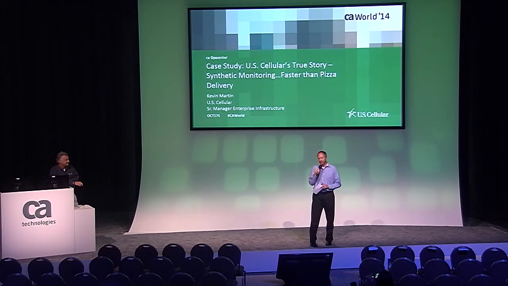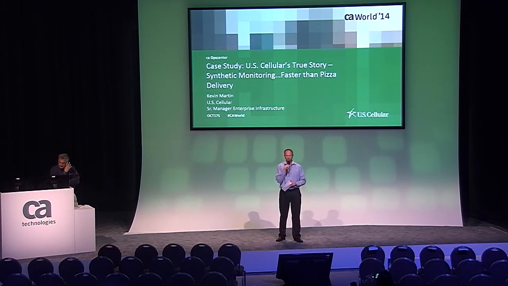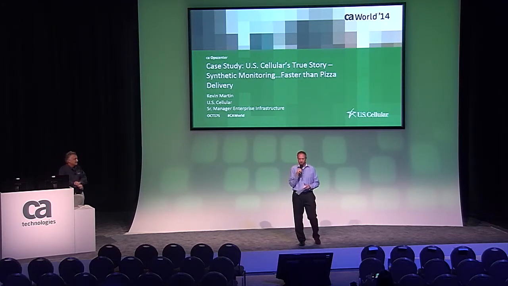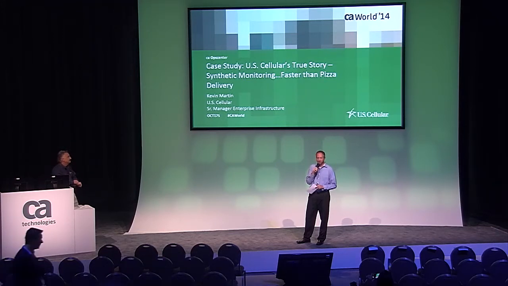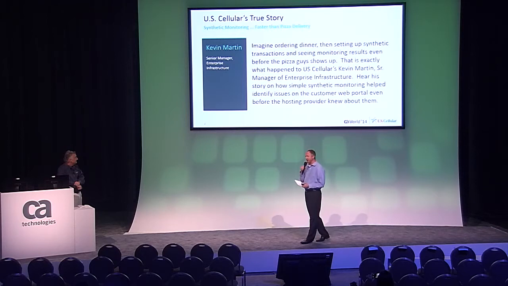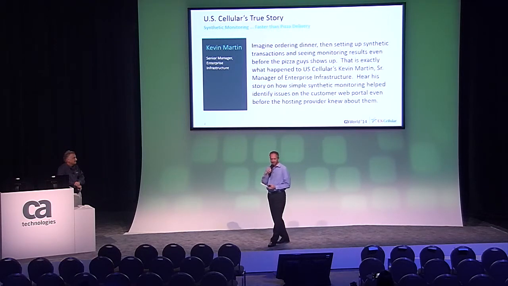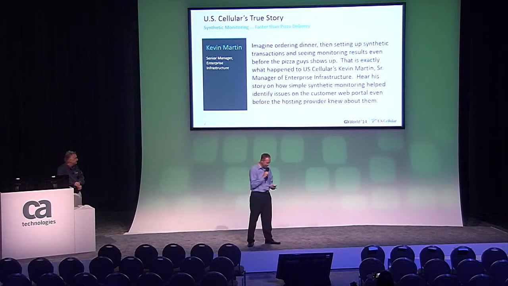About this time last year, US Cellular looked at an application performance management solution and chose CA Technologies. Then about July of this year, they were looking at our synthetic monitoring solution, which is Cloud Monitor. And you'll hear in his story about how they wanted to use this, test it, see how it would work, and were able to get some critical data out of it faster than a pizza was delivered to his house. So you'll hear that story.